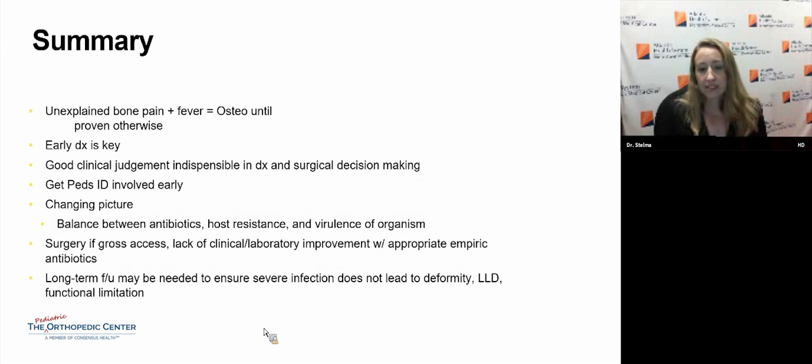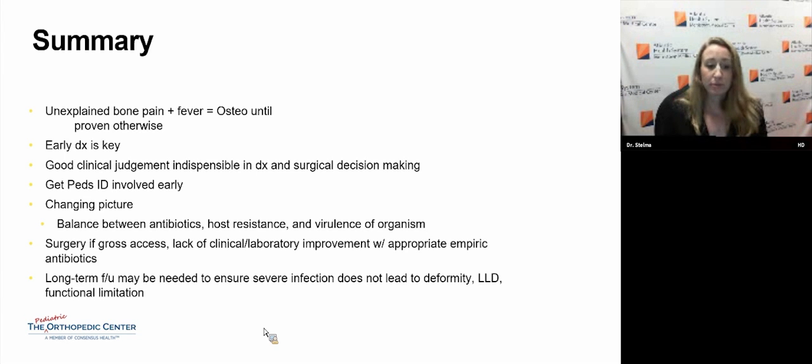So depending on what organism it is, whether it's MSSA, MRSA, other things. Surgery is indicated if there's gross access, basically if we can access the area safely, and if there's lack of clinical or laboratory improvement, so thinking about the ESR, after treatment with appropriate empiric antibiotics, and later we can focus the treatments based on the cultures.